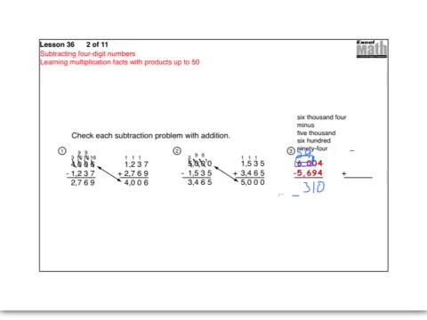Now I check it by doing 5,694 plus 310, and then 4 plus 0 is 4. 9 plus 1 is 10. Carry the 1. 1 plus 6 is 7. 7 plus 3 is 10. Carry the 1. And then we have 6. 6,004. There's no "and" when you say it. 6,004 is my answer.